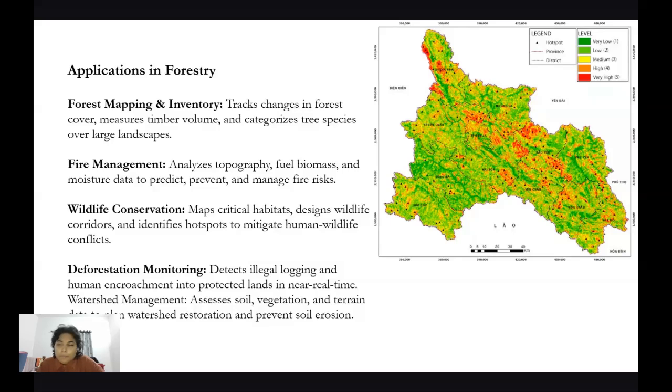Now the next is fire management. We're talking about forest fires, which were essentially natural happenings, but now we also know that it is because of human influence as well, isn't it? So we want to analyze what is the topography of the region. We would also want to identify which portion of that particular forest has fuel that is required for the forest fire to migrate from one place to another, or to even sustain.